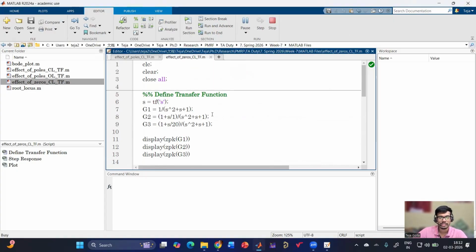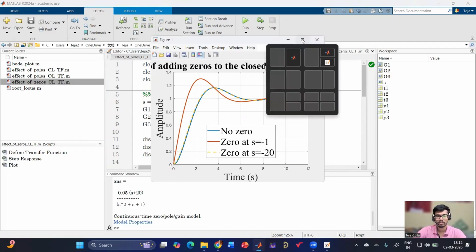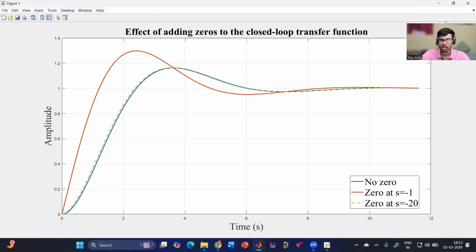So let us quickly run this and see what will be the effect. Here I'm getting the three transfer functions, and now I'll also get the plot. So let me maximize this. This is the overall step response that we are getting. No zero means the original transfer function, which is in the blue color. And then the second one is the zero that we are adding at s equal to -1, which is in this orange color.